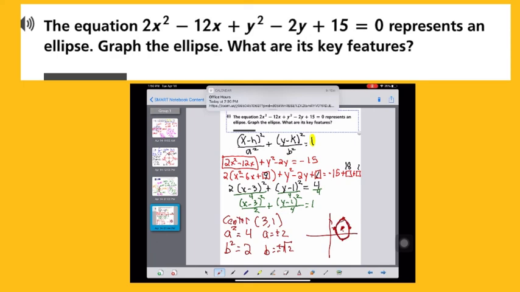Now you could find the foci. You could find those points just like we did before. If you're asked in your quizzes or anything to find those points, you know how to find them now. You know how to find your c value as well.